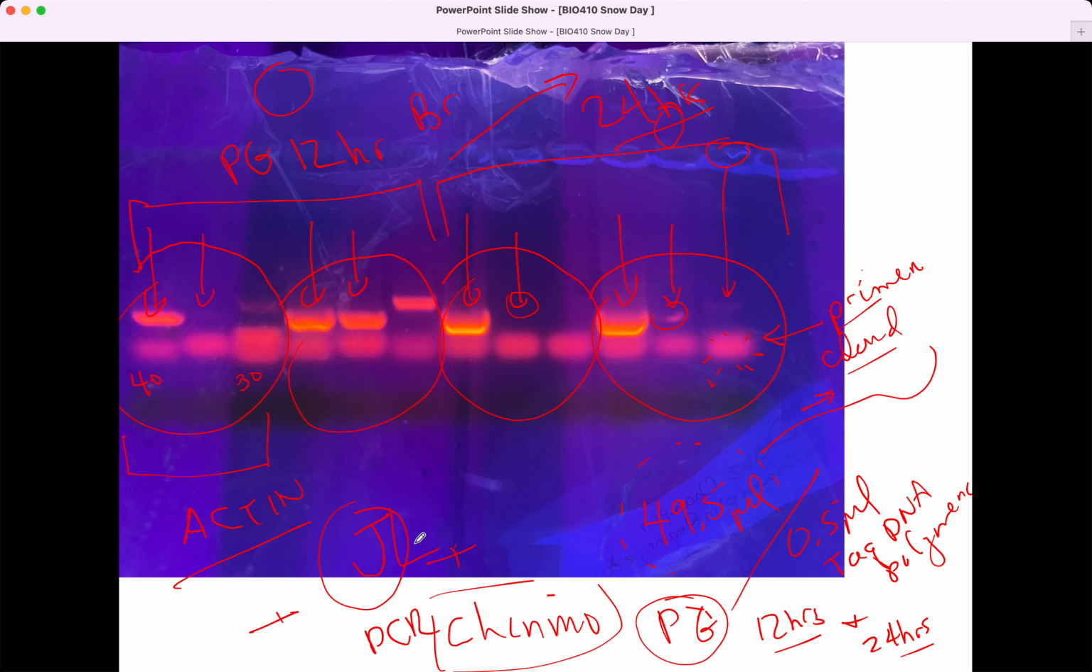So I think the JL primers worked as expected, and I think we see gene expression of our Chinmo, Manduka Chinmo, at 12 hours, and then little or no at 24 hours. Then the next one is the primer we called Z, and it's called ZS, and we'd expect these to be really similar results.